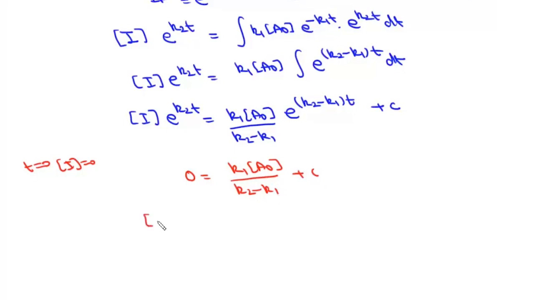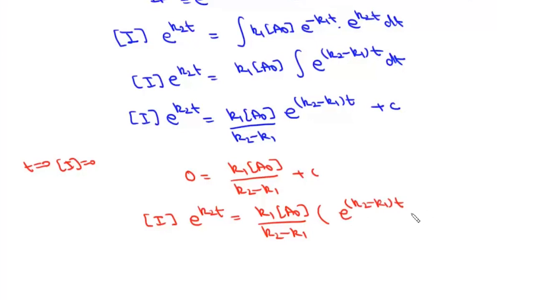So we can write this concentration of I e to the power K2T, and then we'll take K1 A0 upon K2 minus K1 common, and here it will be e to the power (K2 minus K1)T, and then minus 1. Now what we'll do is we'll take this e to the power K2T on the right hand side.